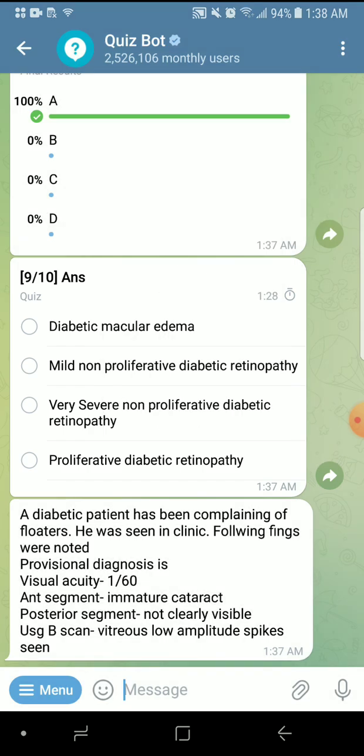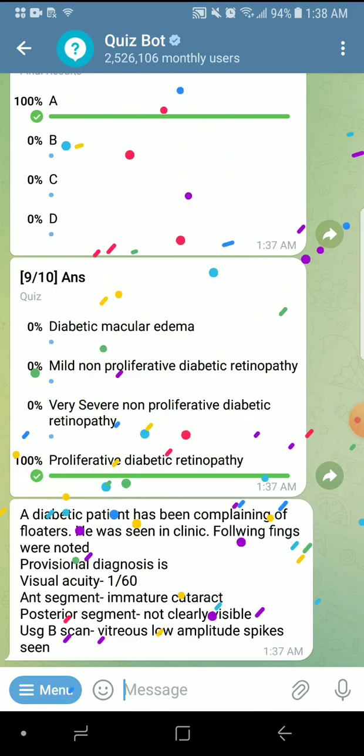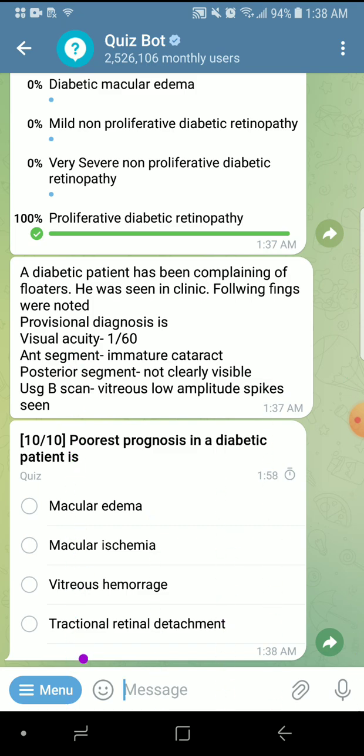New vessels leak blood, and it comes into the vitreous. The doctor cannot see the retina, so he will do an ultrasound B scan. That is the PDR stage. And the poorest prognosis is macular ischemia. If there is ischemia of the macula, you have to laser it because you have to destroy the hypoxic retina. If you destroy the central retina, the vision will decrease. That's why there is a very poor prognosis, and generally no treatment is done for macular ischemia.